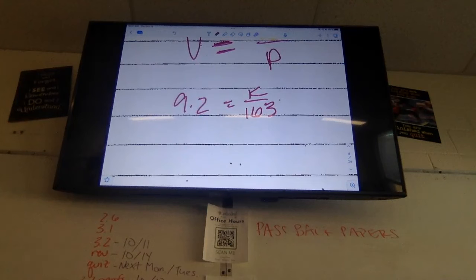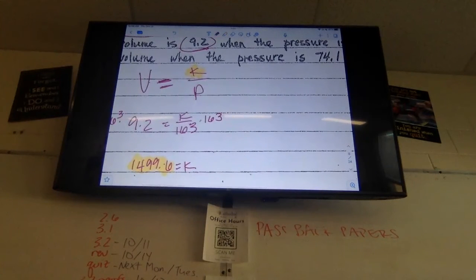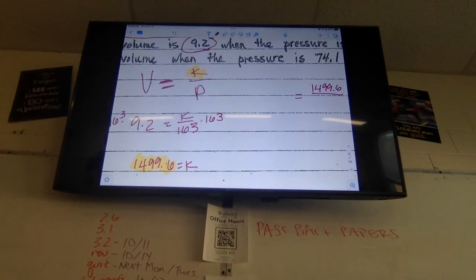How do I get K by itself? Multiply by 163. I think last class we got 1,499.6. Yeah. Perfect. That is helpful to me because now I only need to be given either pressure or volume, and I have my constant 1,499.6, and I can find the missing piece.